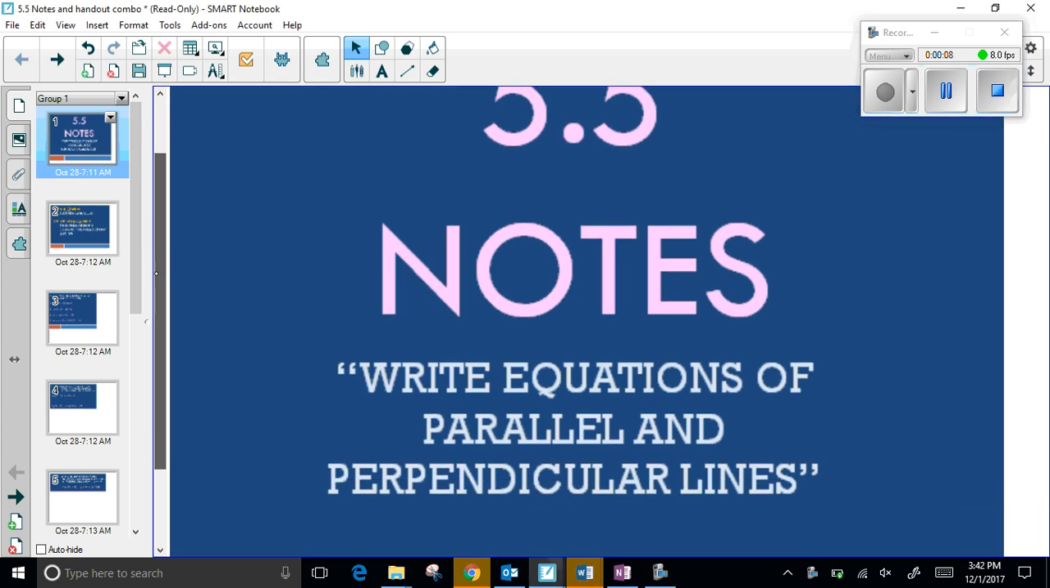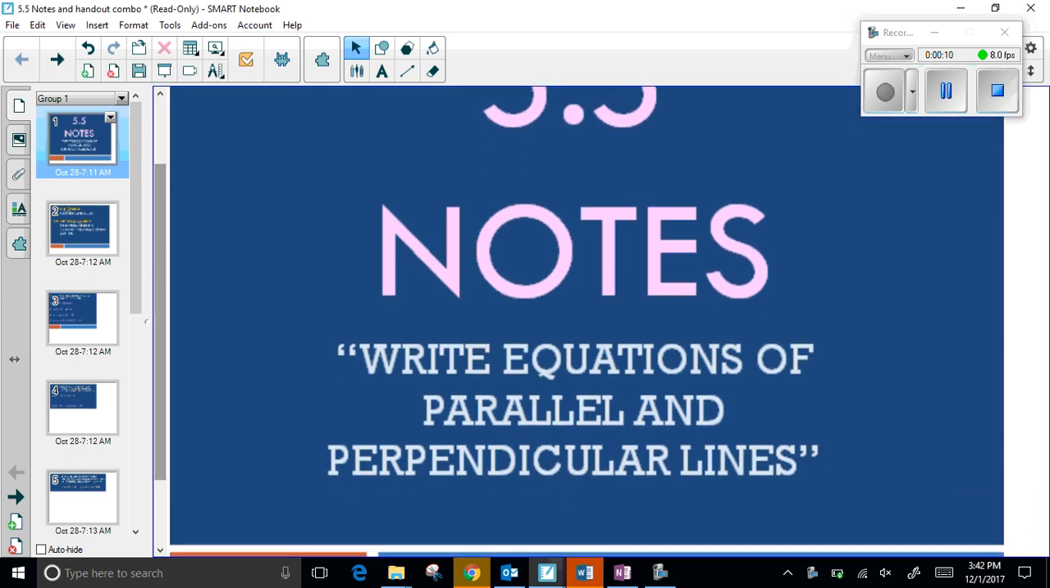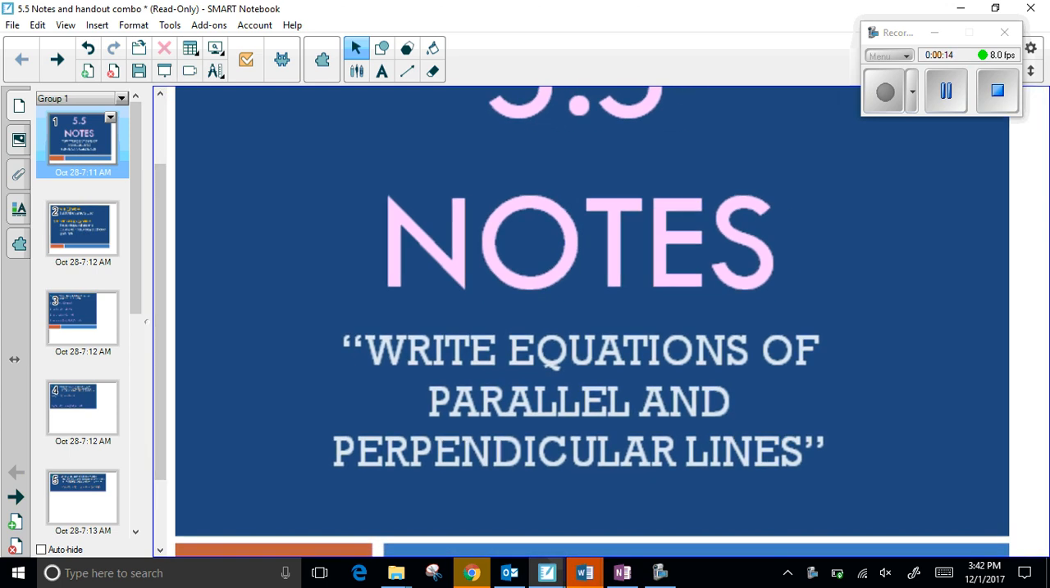I just wanted to go through the 5.5 notes with you. This is the section that talks about specifically writing equations dealing with parallel lines and perpendicular lines. I think you probably remember from years past, you've learned that parallel lines run alongside each other. And even in chapter 4, we said those have the same slope, right?